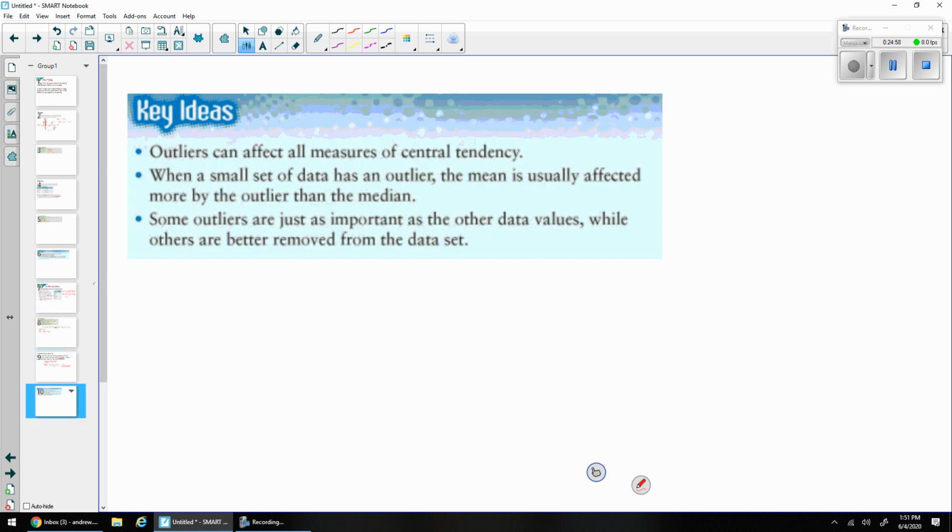Okay, and that's pretty much the key ideas. Outliers can affect all measures of central tendency, because obviously when you have that outlier in there, it changes where the median is. But the mean is usually affected more by an outlier than the median. Some outliers are just as important as other data values, while others are better removed from the data set. And that's just sort of a judgment you have to make as you're looking at data.